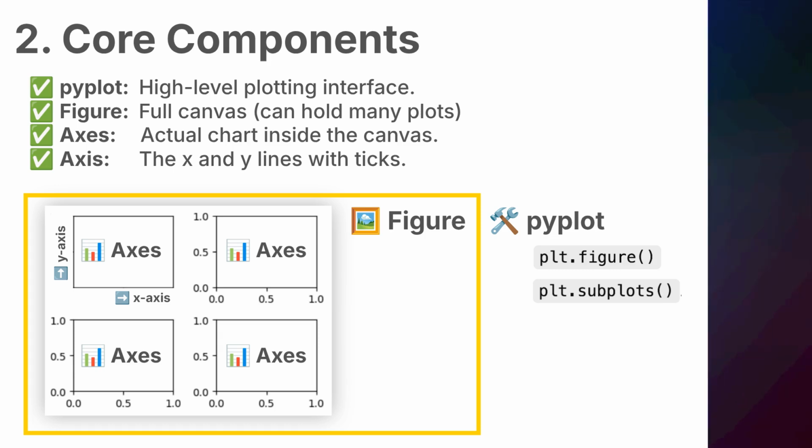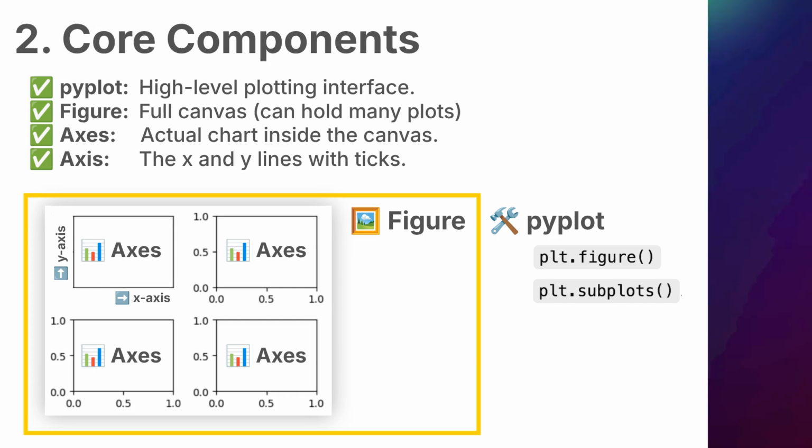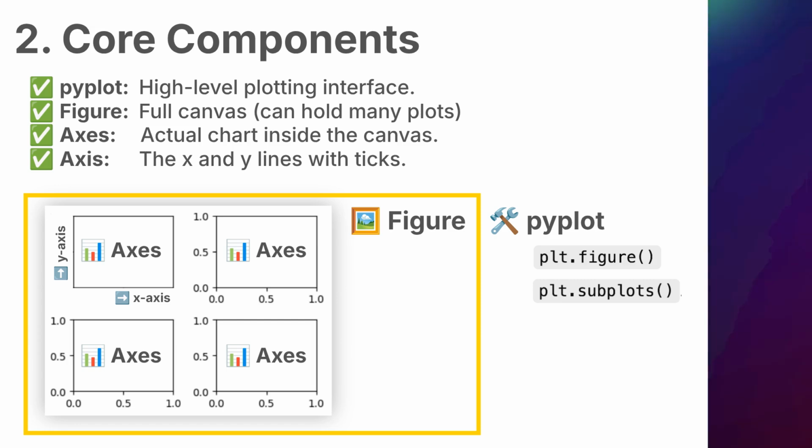Axes is the actual chart area where you draw your data. It contains the plot lines, bars, x-axis and y-axis, labels, title, ticks, and grid lines. Axis refers to the x-axis and y-axis within each axes. It controls tick positions and labels, axis limits, scaling, and formatting.